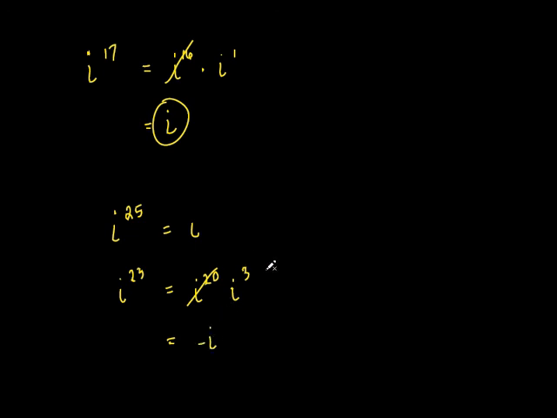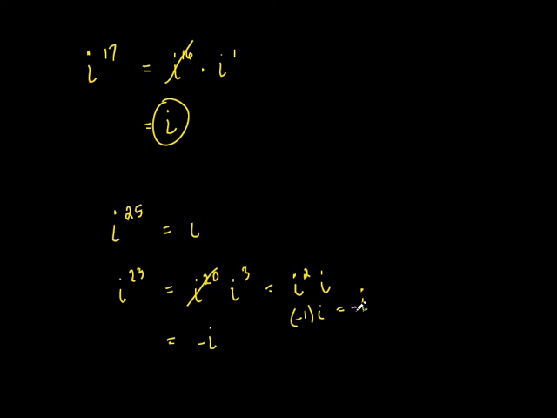Now, if you didn't remember that i cubed was negative i, you could always break that down again, couldn't you? Into i squared times i. i squared is negative 1, times i is negative i. So if you don't remember i cubed is negative i, you could always break it down again. But it's a lot easier if you just memorize that i cubed is negative i. Wouldn't you agree? Because there's not that many.